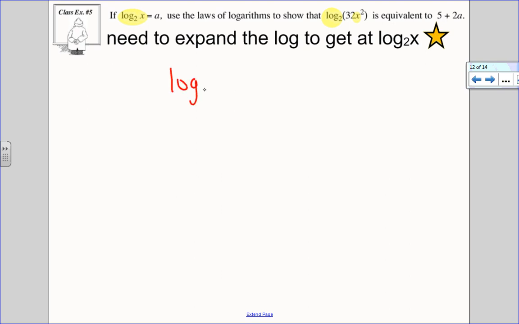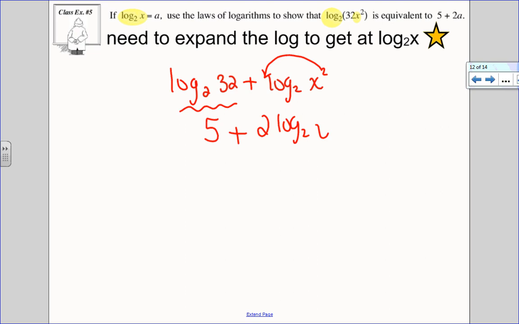So this will be the same as log base 2 of 32 plus log base 2 of x squared. So this is just a number. 2 to what exponent gives me 32? Well, I know that 2 exponent 5 gives me 32, so that log has a value of 5. The exponent of the argument comes down and multiplies by the log. Well, I know that log base 2 of x is the same as a. So this is the same as 5 plus 2 times a, and I have therefore proved.